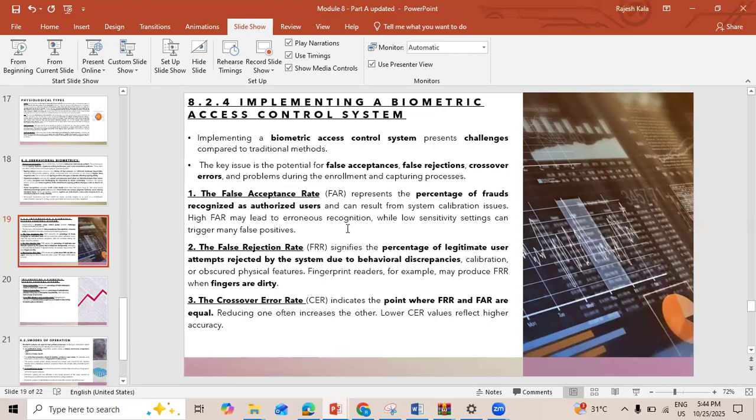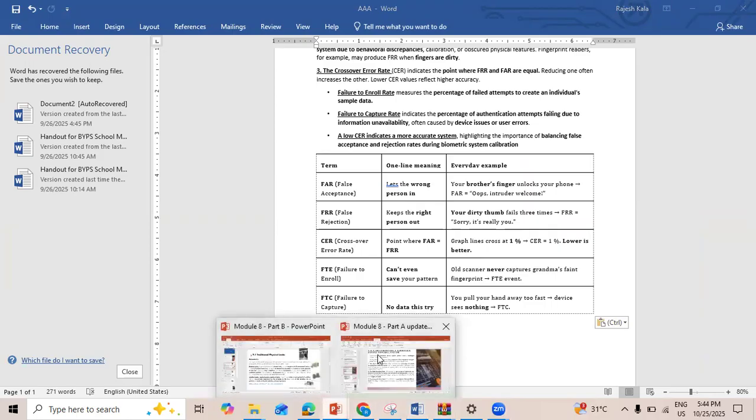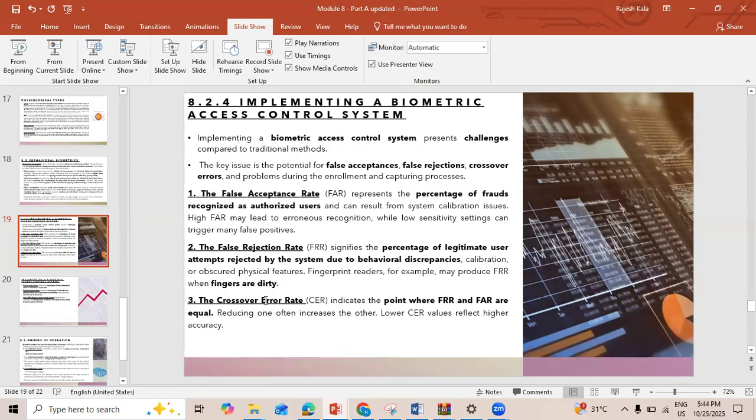See what example I have? False rejection: keep the right person out. Your dirty thumb fails three times because my thumb has some dirt. Because of that, the system will not accept me. Then we have the crossover rate. This is the point where FRR and FAR are equal. When these two are equal, we call it the crossover rate.